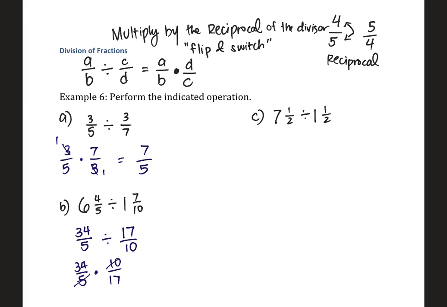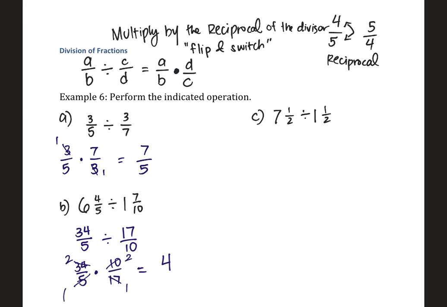Cancel where you can. 5 and 10, we have 1 and 2. 34 and 17, these are both divisible by 17. 1 and 2. And you notice that those are big numbers, right? It would have been really hard. Not really hard, but it would have taken a little time to reduce that if I didn't cancel it first. So we're ending up with 4 over 1, which is just 4.